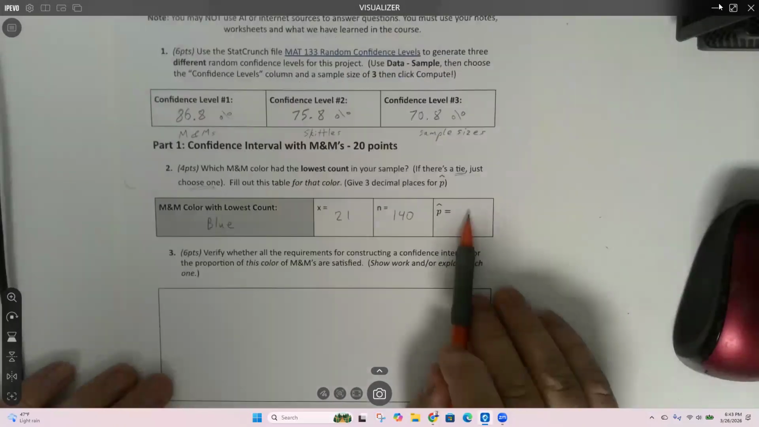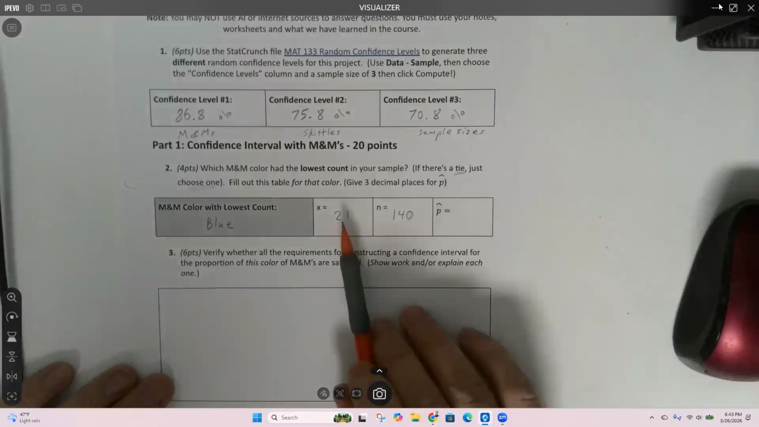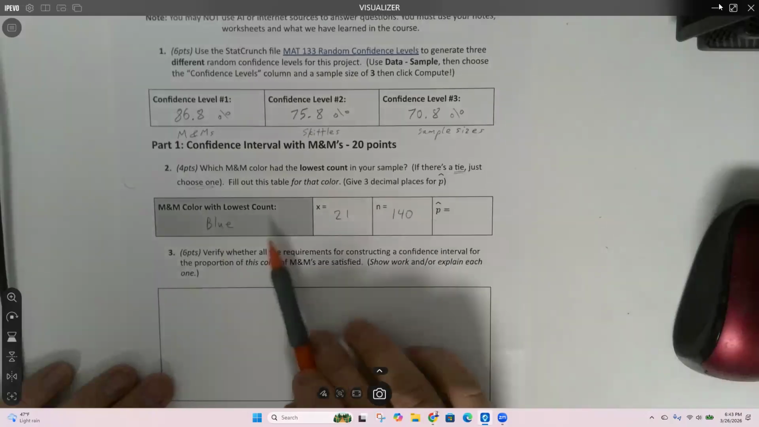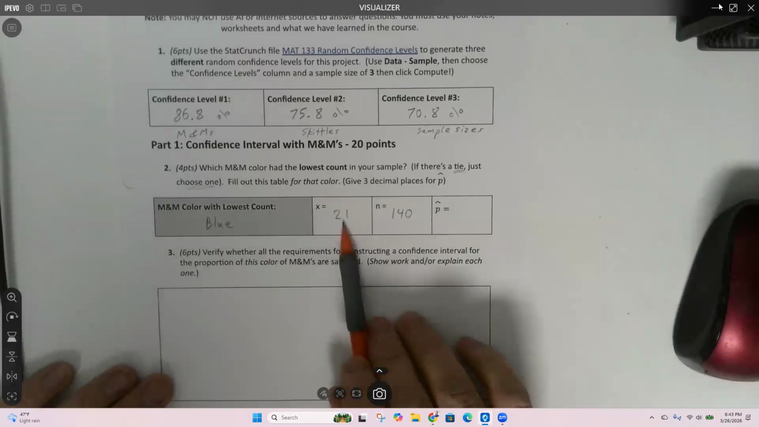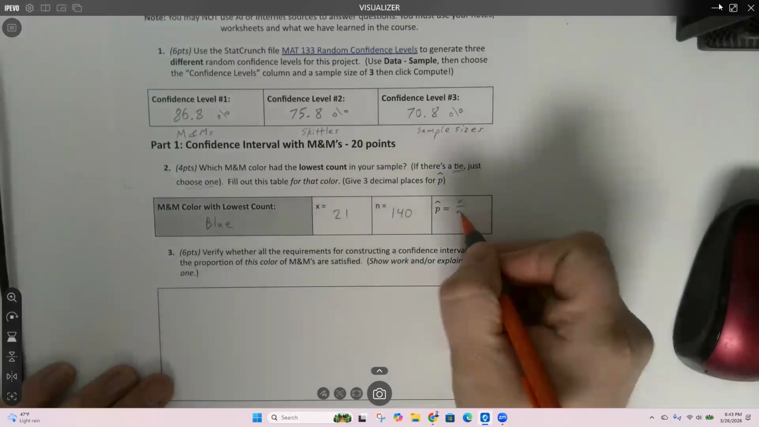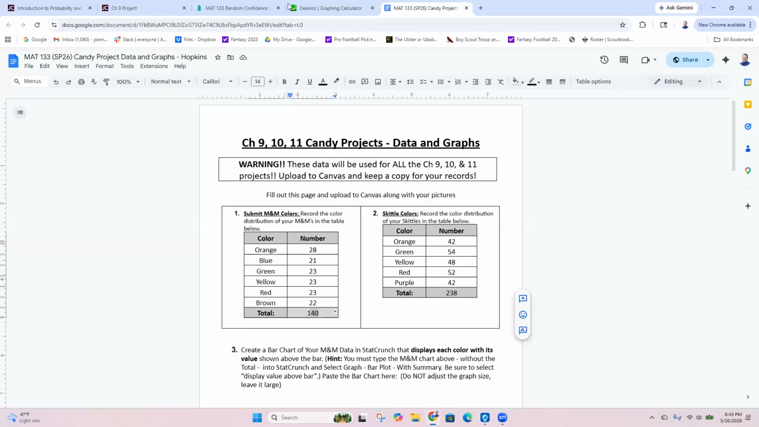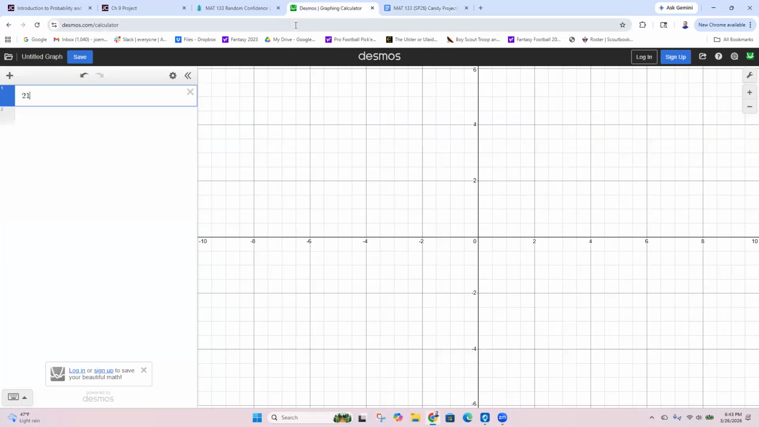And then P hat is the probability for your sample. Probability is wanted over total. I want blues, but you might want a different color, divided by my total. So the formula is P hat is X over N. I'm going to put that in my calculator. For me, it was 21 over 140, and I got a nice round number, 0.15, or 15%.